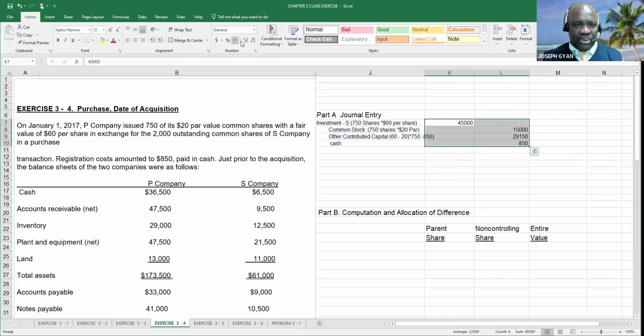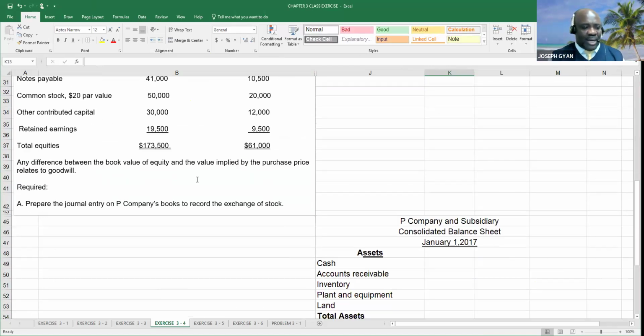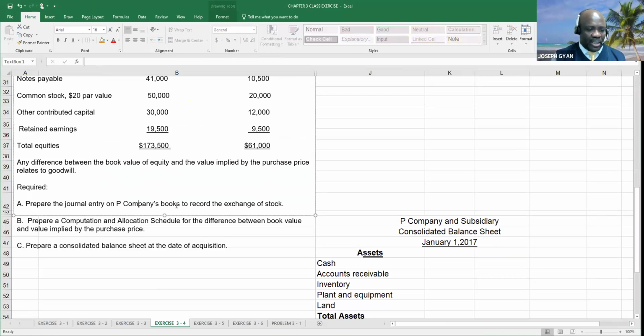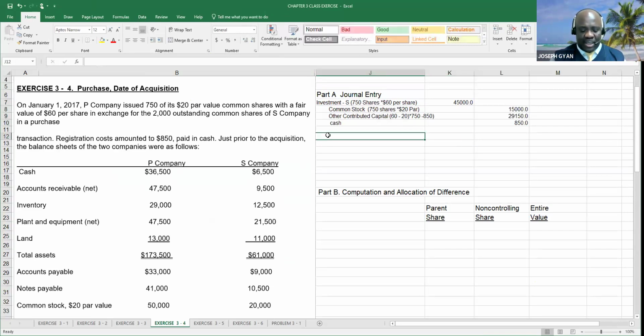Now we know we have to do some elimination, right? We have to eliminate some of the accounts. So part B is saying that, okay, any differences here should be allocated to the goodwill. So we can do the journal entry here ourselves. Now let's do working papers, right? We have working papers here for the elimination.